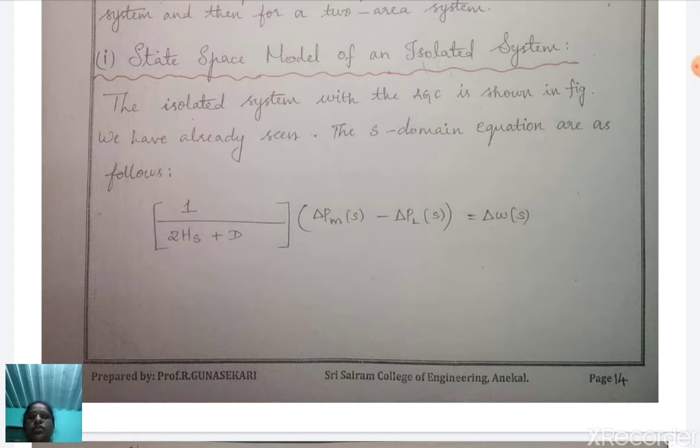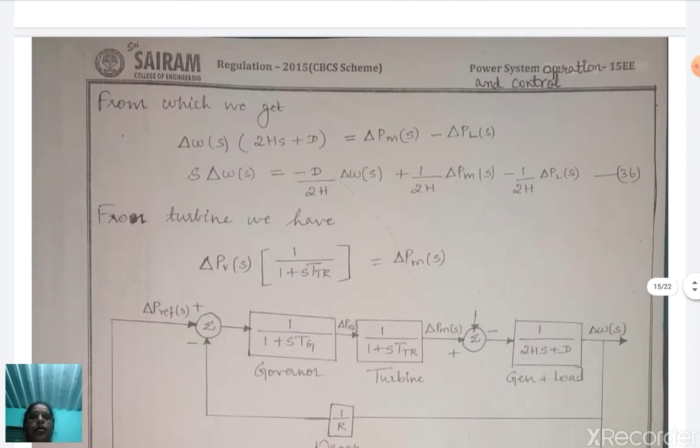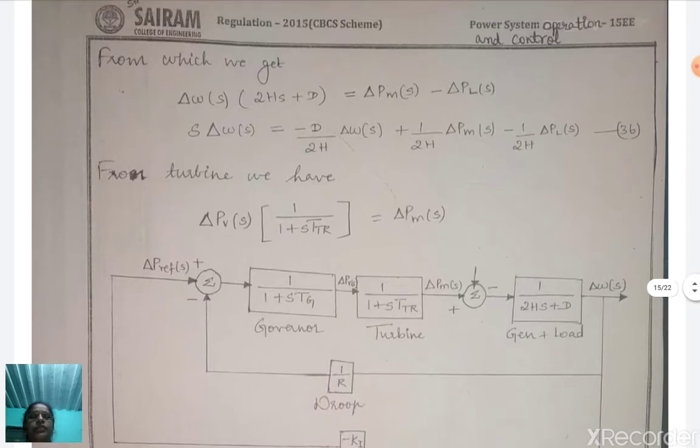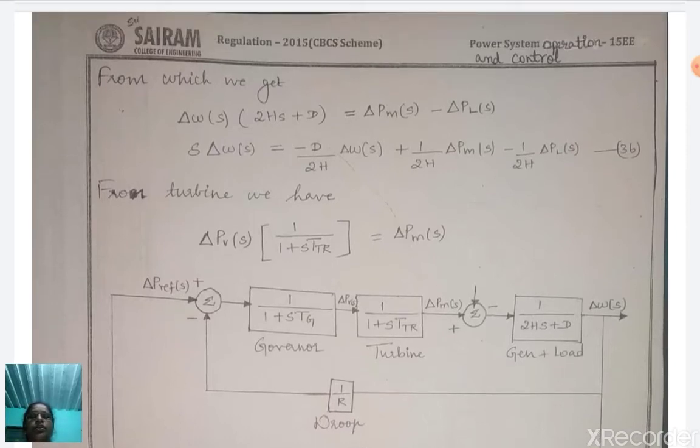The S domain equations are 1 divided by 2Hs plus D into del Pm of S minus del PL of S equal to del omega of S only. From which we get del omega of S into 2Hs plus D equal to del Pm of S minus del PL of S. So s into del omega of S equal to minus D divided by 2H del omega of S plus 1 divided by 2H del Pm of S minus 1 by 2H del PL of S only.